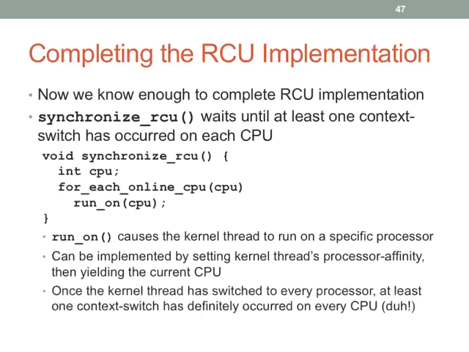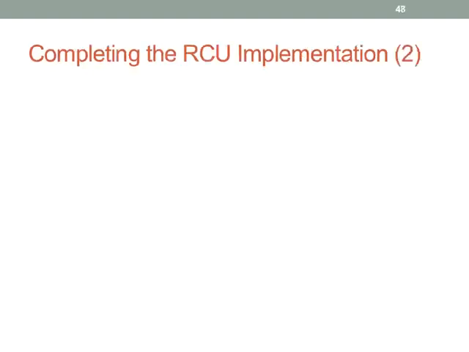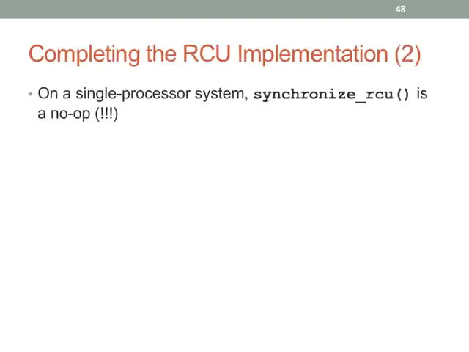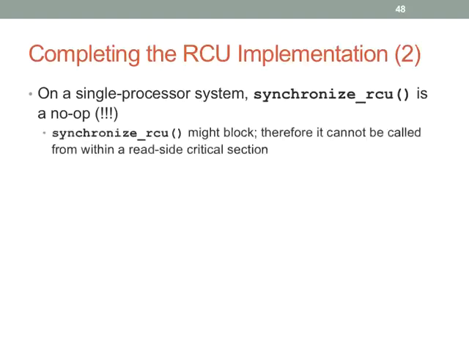Of course, once you have a context switch on each processor, you know that you are out of all the read side critical sections of the readers that started before synchronize RCU was called. Or actually, before the publish, the RCU assign pointer. So, single processor system: if I'm in a writer, all the read side critical sections that came before I write are done. Because if they weren't, then I would not be running right now. So synchronize RCU turns into a no-op, which is crazy.